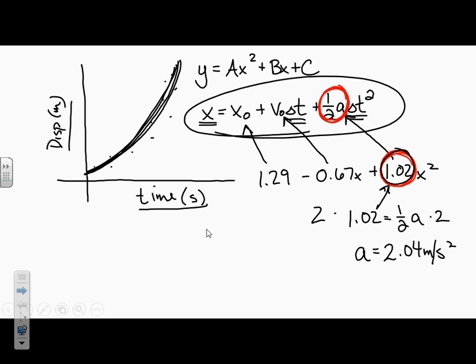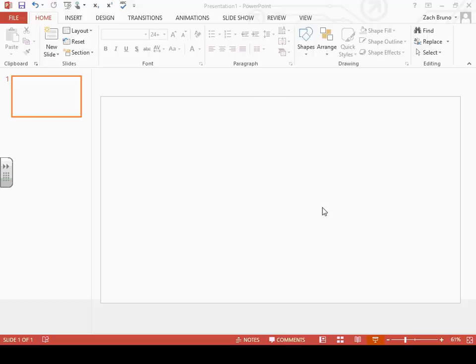So I can pull it right from that equation, but I do have to be careful because the a term, right, the term on the x squared is actually going to be only half of the number that I want, right? So 1.02 is only half a based on this equation. So that's the first place that we're going to get our acceleration from, and that's important because we are going to compare the acceleration from this graph with the acceleration from the velocity versus time graph.